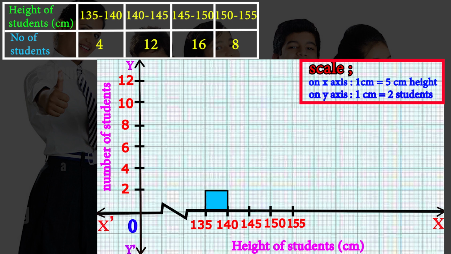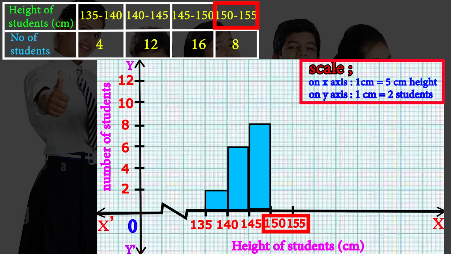The second class is 140 to 145. The number of students is equal to 12. We will draw a column of height 6 centimeters on the y-axis. In this way, we will draw the 145 to 150 column on the y-axis. That means 16 students, that is 8 centimeters height of the graph. And we will draw the column 150 to 155 of 4 centimeters height on the graph. In this way, we can draw a histogram from the given table.